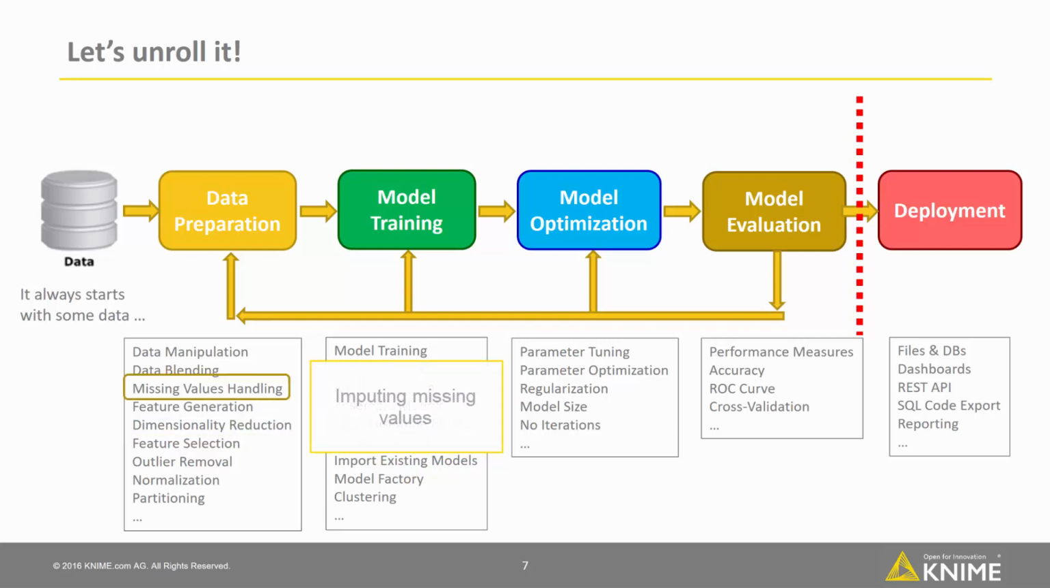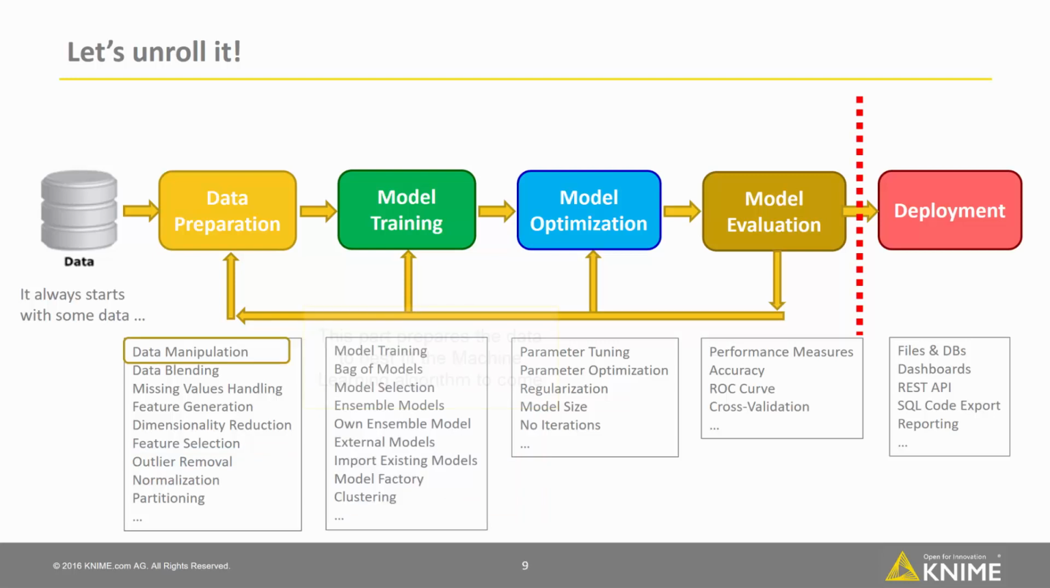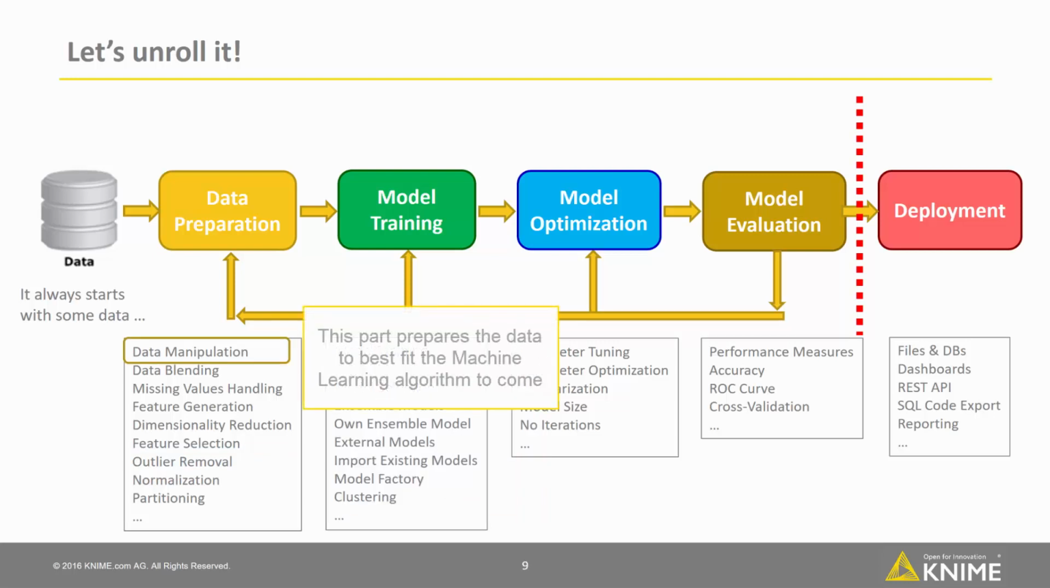Imputing missing values. Missing values is still a big topic in data analytics. What do we do with records including missing values? Also here, many strategies are available. Most of them are implemented in the missing value node in KNIME Analytics Platform. Outlier removal and record number reduction are also a part of the data preparation phase. General data manipulation. This part prepares the data to best fit the machine learning algorithm to come.